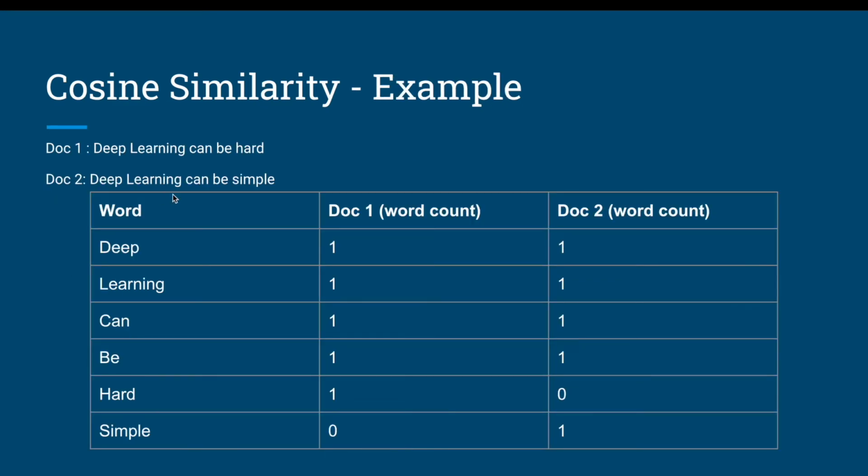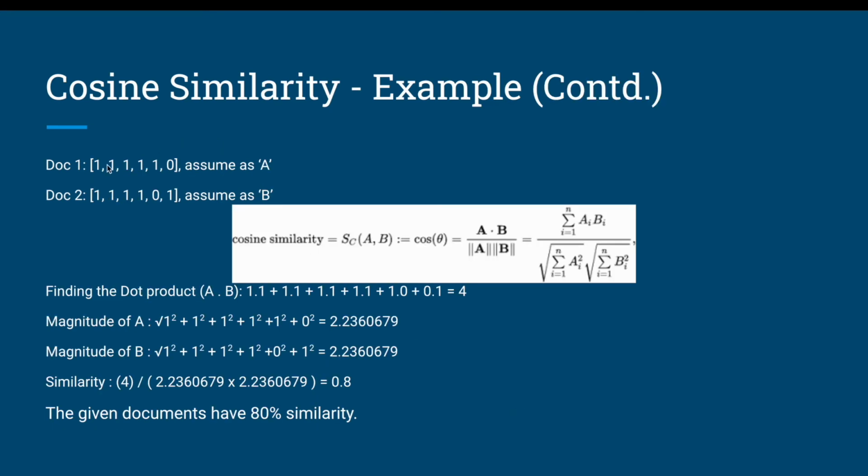Here I have put together an example, document 1 and document 2, where document 1 is "deep learning can be hard" and document 2 is "deep learning can be simple." I also put together a table with the words written down from both the documents, and I have also written down the frequency of those word occurrences in both the documents. Now I am going to imagine these documents' word frequencies as vectors of 6 dimensions. I'll assume doc1 as A and doc2 as vector B.